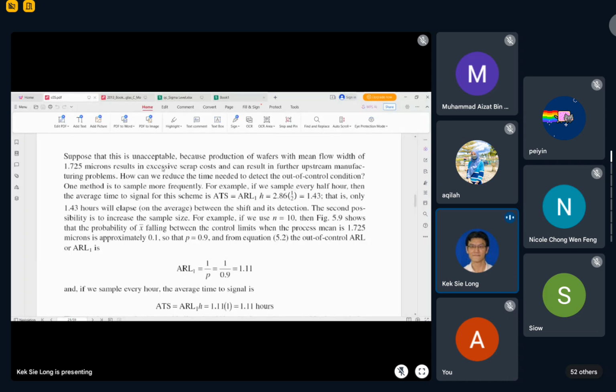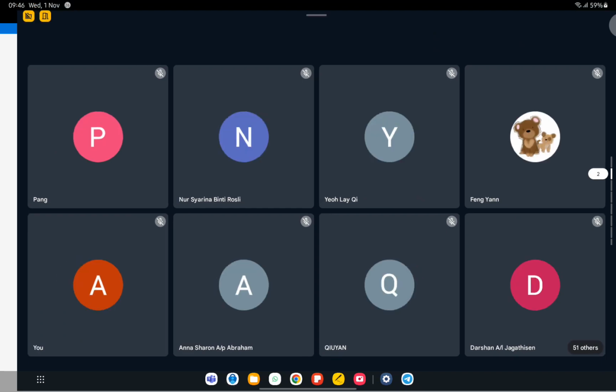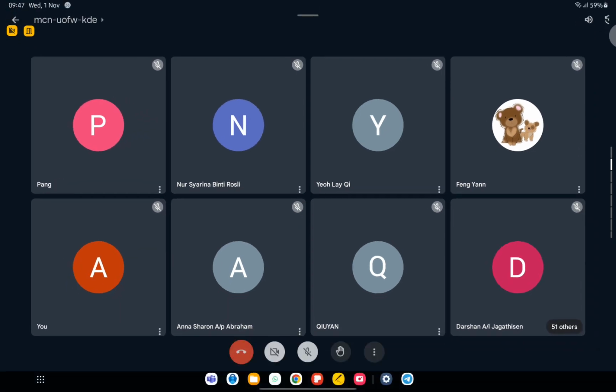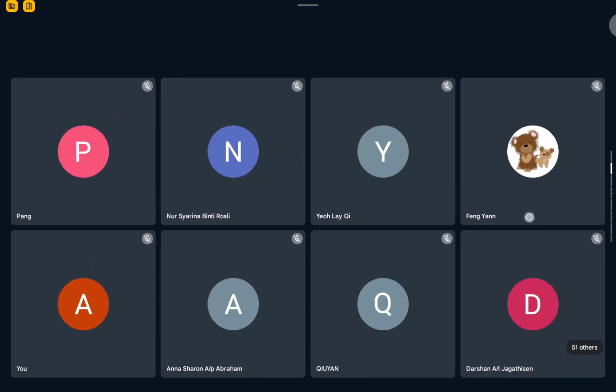The probability of X bar falling between the control limits, when the process mean is 1.725 micron, is approximately 0.1. So that P is equal to 0.9. Then from equation 5.2, we can calculate the out of control ARL, which is 1.11. And if we do the sampling every hour, then the average time to get the out of control signal is 1.11 hours.